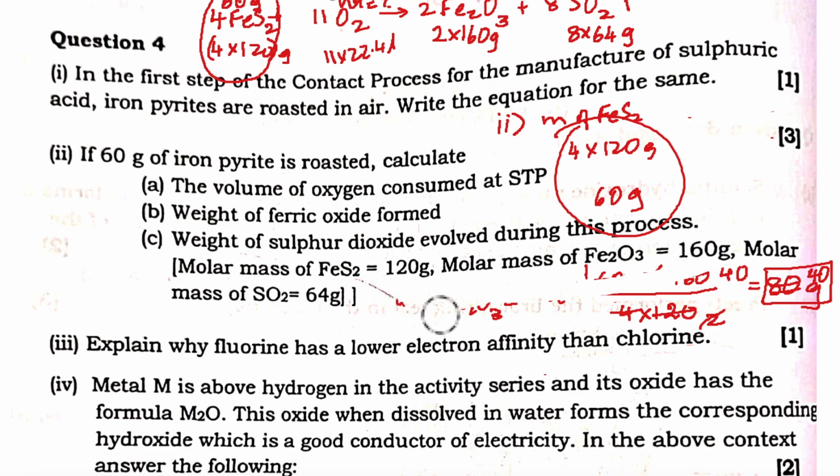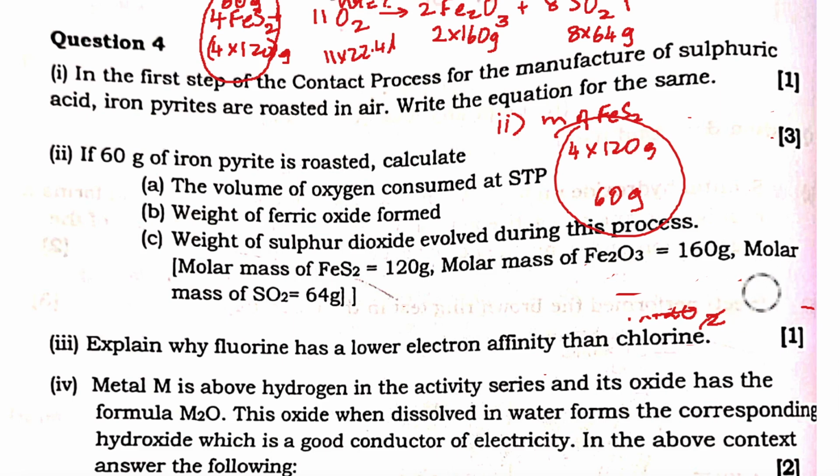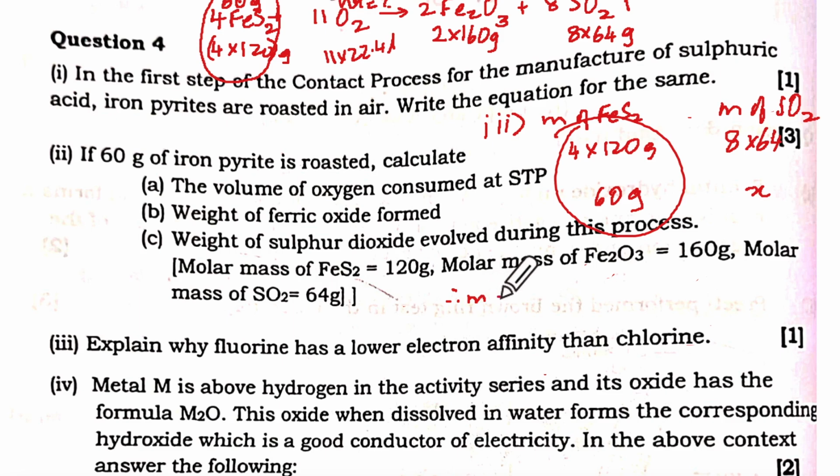What is the third part? Third part, you will write the first column as it is. Can you write that? And the second column will be mass of SO2. Now you all tell me what to write here. 8 into 64 gram. And here X. So you will say mass of SO2 equal to 60 into 60 into 8 into 64 upon 4 into 120.